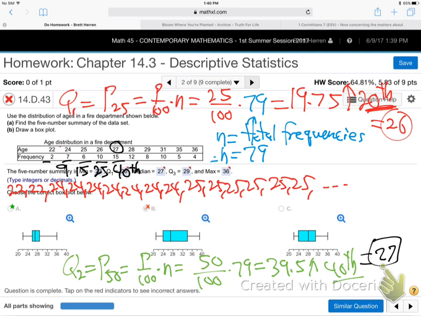Good. Can we find the Q3 now? Is that good, questions on that one? Is that making sense? This is what people always miss. So please ask me now. Try the Q3. Same kind of thing. It's going to be a little harder, a little further down the line. So find the Q3, which is into the third quarter, P75, right? Into the third quarter, 75% of the way through the data values.